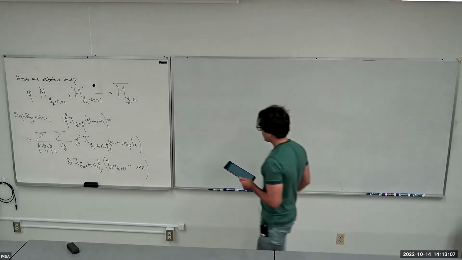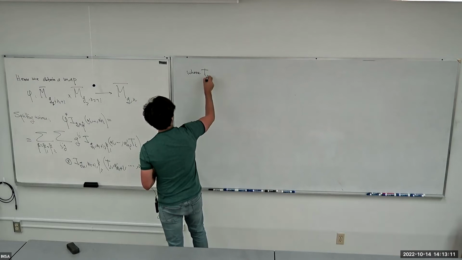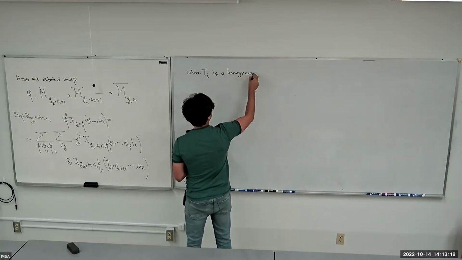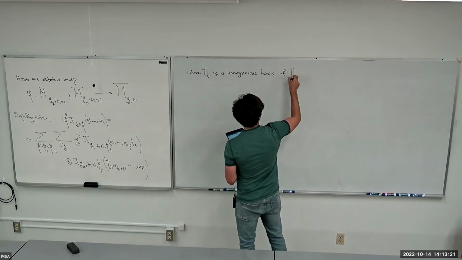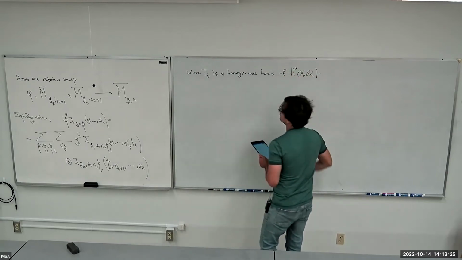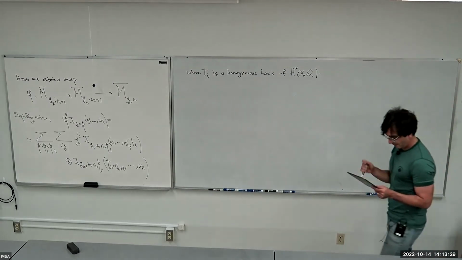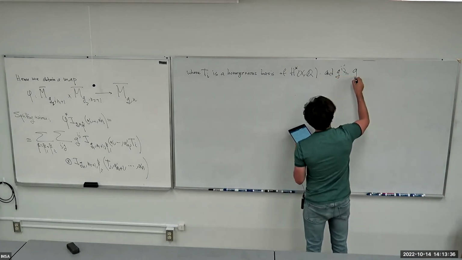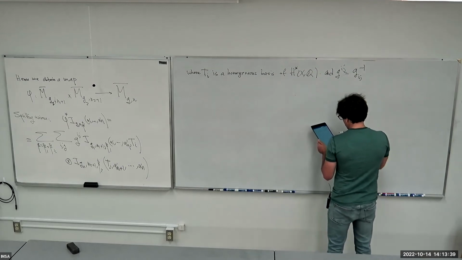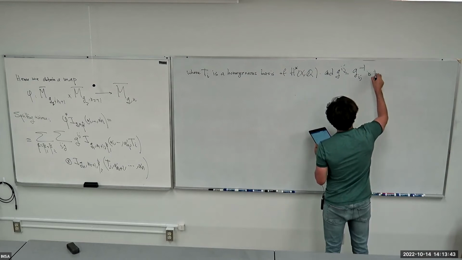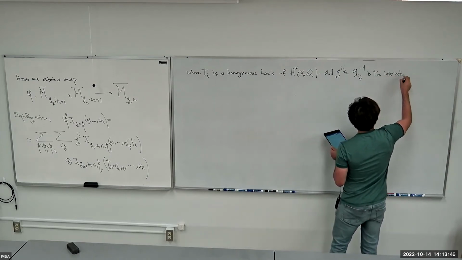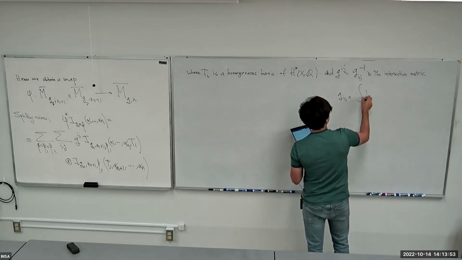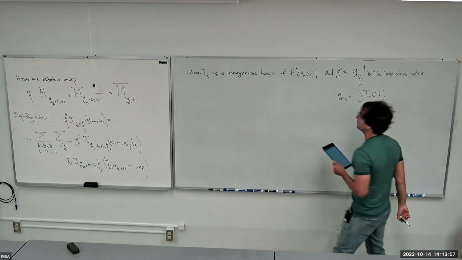So, where ti is a homogeneous basis of homology theory of X with rational coefficients. And Gij equal to Gij inverse is the intersection metric. It's defined as follows. So Gij is given by Ti intersected with Tj integrated over X.